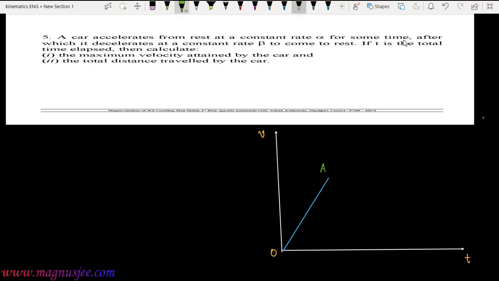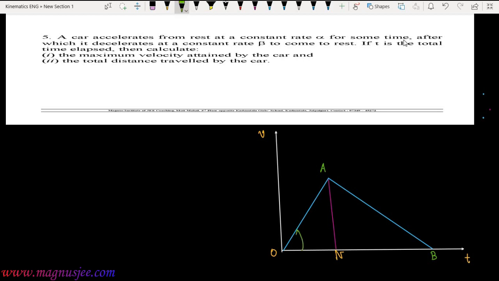From O to A, the car accelerates, and that's why the slope of the straight line OA is positive. Now from A to B, the car decelerates, that means the velocity of the car decreases, and AB is the straight line, that is the velocity time graph for the body when it decelerates.